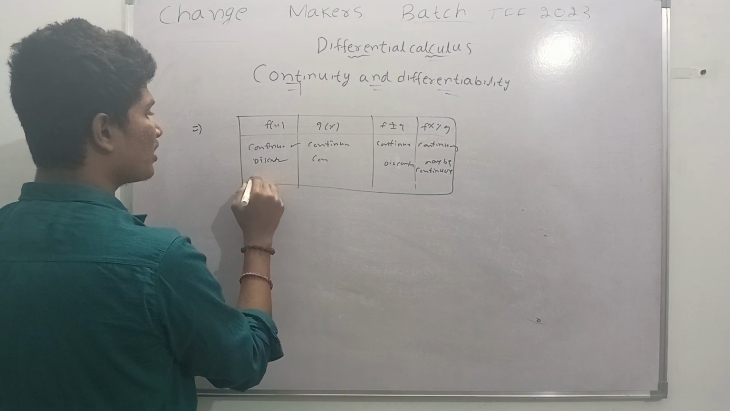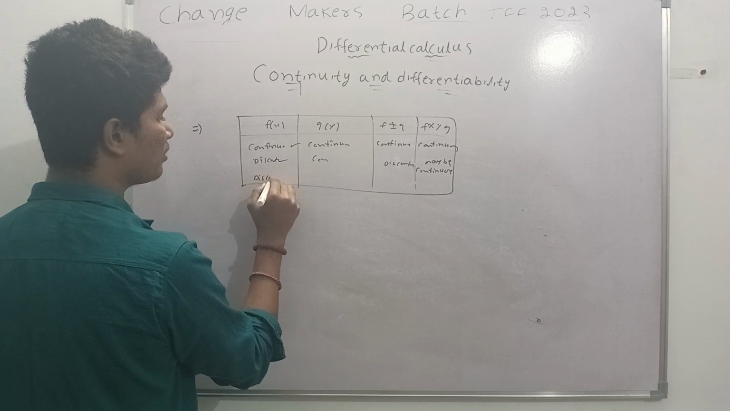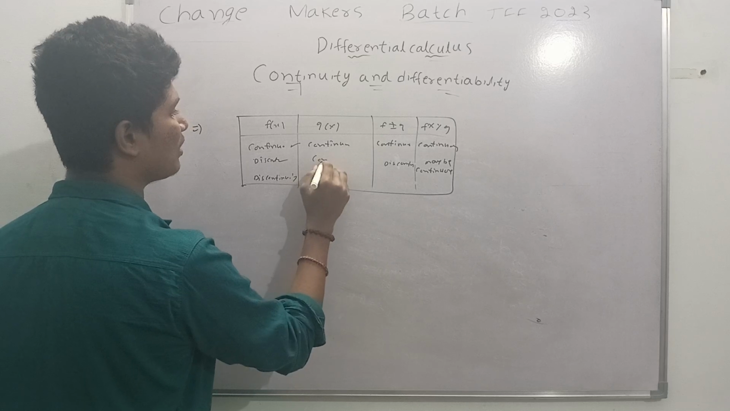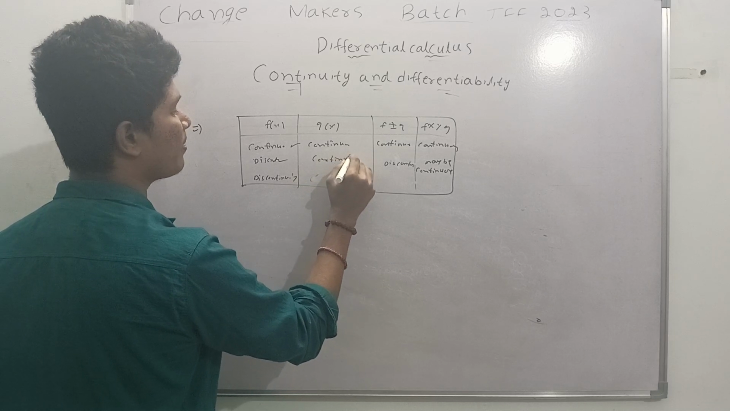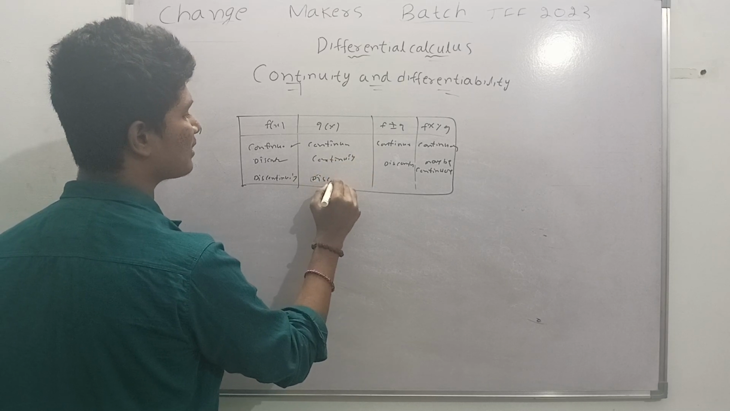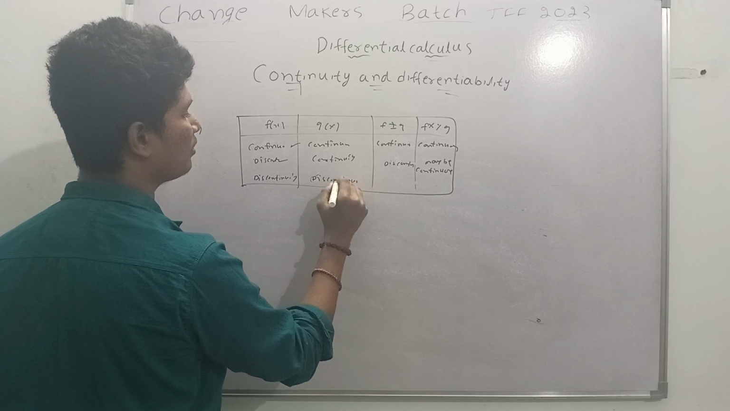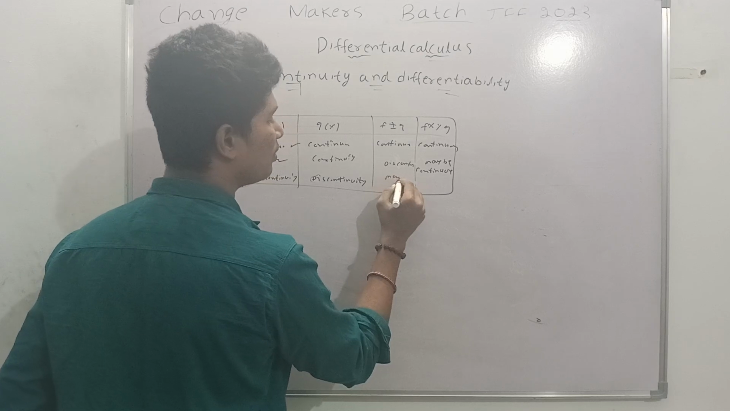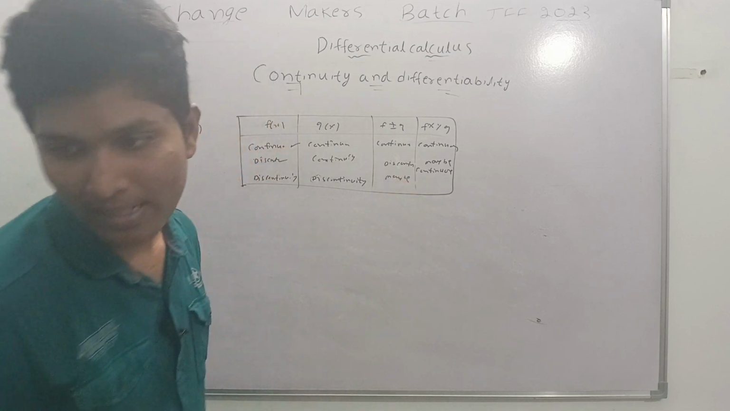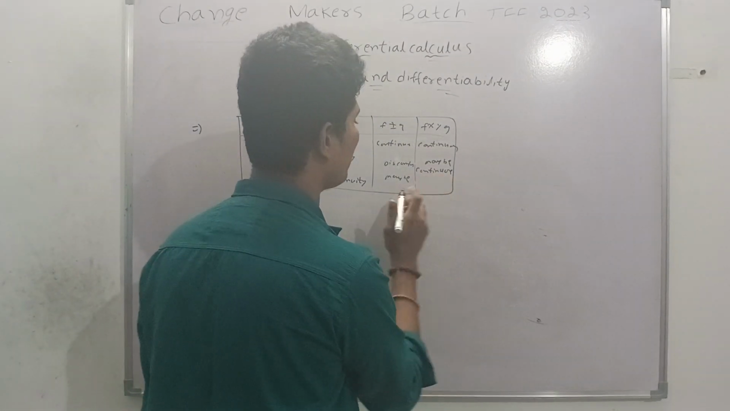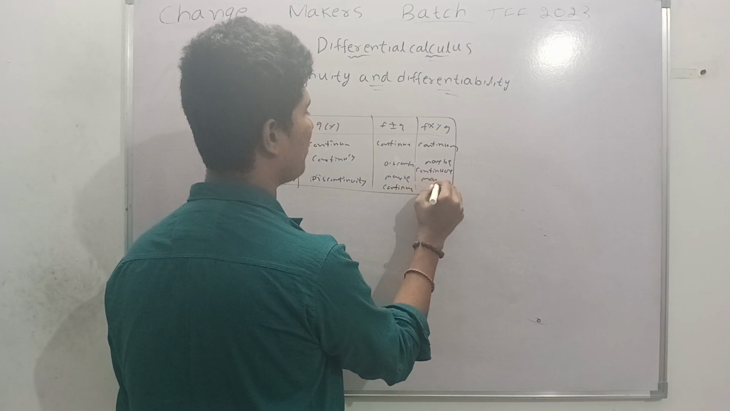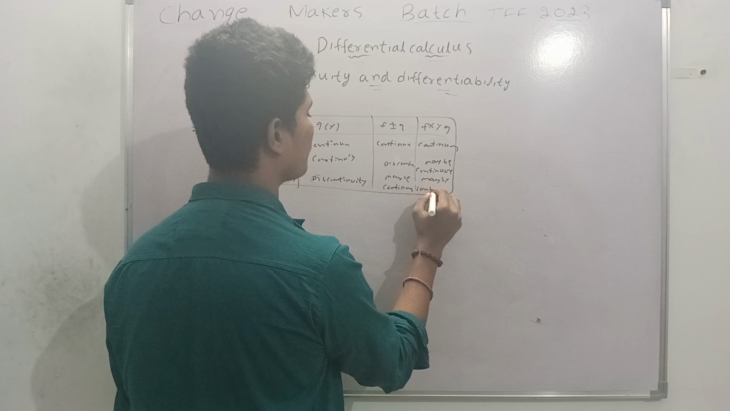And here it is discontinuity, here it is discontinuity. It means f of x is discontinuous here. We are saying like that. Here also discontinuity. So here f plus or minus g may be continuous. Important here. It may be continuous.